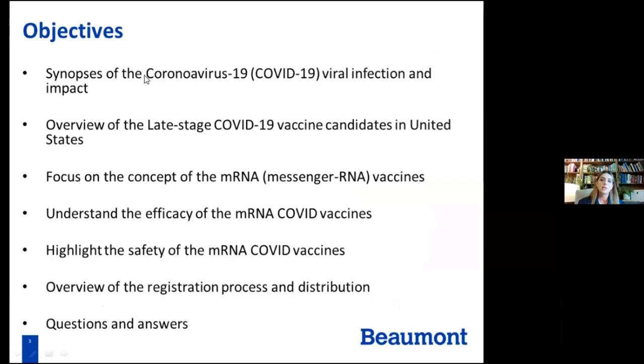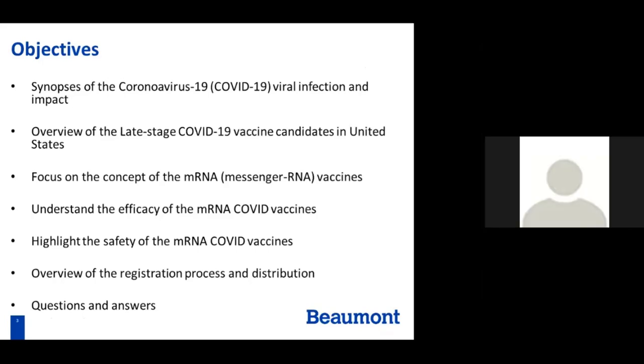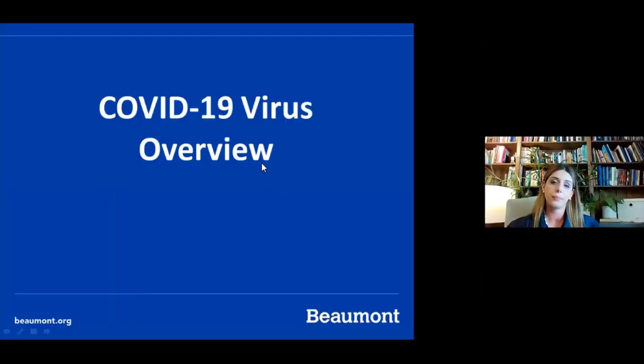So I will be focusing on just giving you a synopsis of the COVID viral infection, also an overview of the late stage of the vaccine candidates in the United States. I'll focus on the concept of the messenger vaccine, as well as understanding the efficacy and highlighting some of the safety concerns. And also give a little overview, as this is also changing, of the registration process and distribution process for the vaccination, as this has also been a big question in the community. And we'll leave it up to questions and answers at the end of the session.